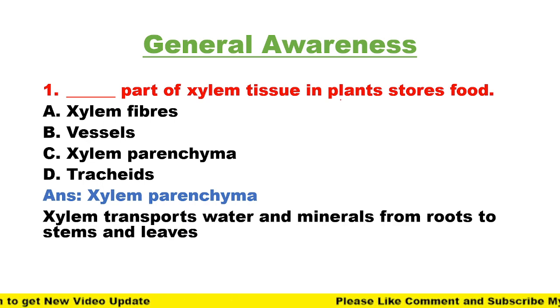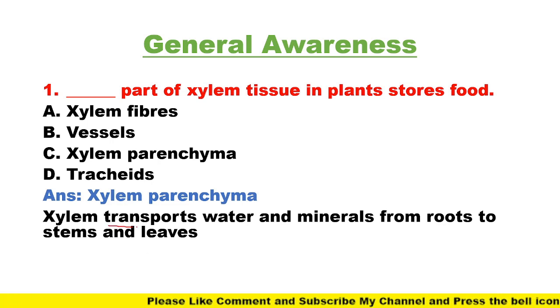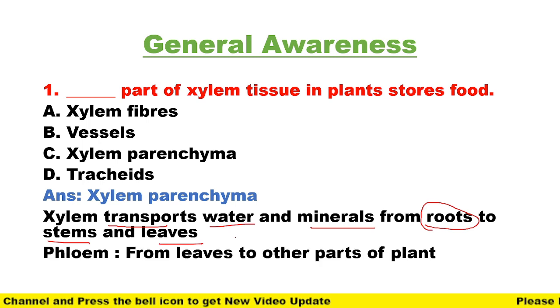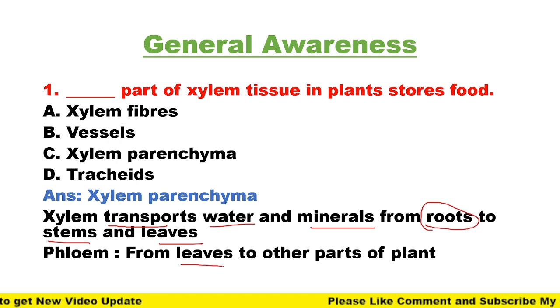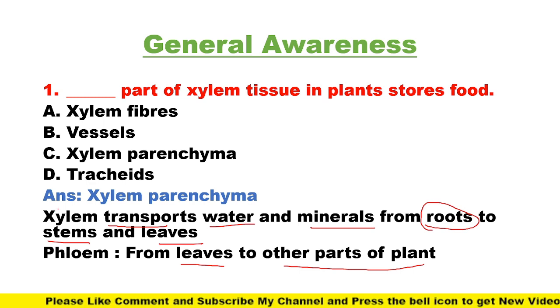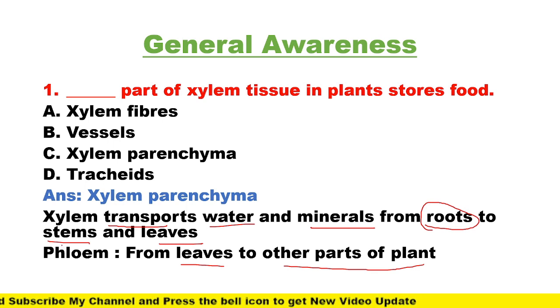What is the function of xylem? Okay. So the xylem transports what? It transports water and minerals from roots to stems and leaves. And what is the function of phloem? It transports food from leaves to other parts of the plant. Xylem transports water and minerals from roots to stem and leaves. Phloem transports food material from leaves to other parts of the plant.